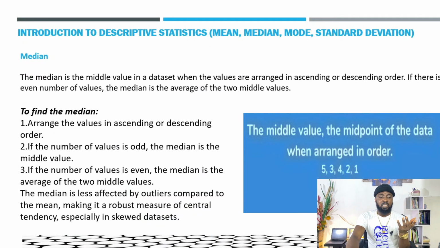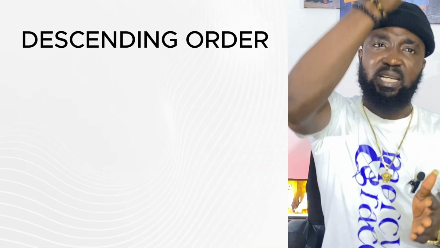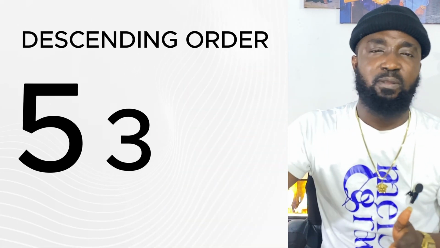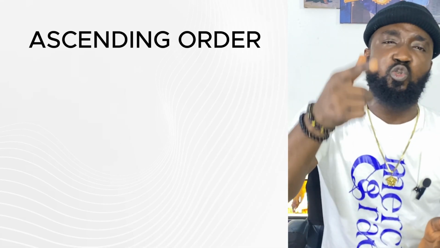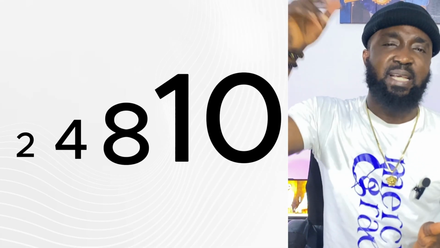So the next one is median. What's median? Median simply is the middle number after you've arranged the numbers in a descending or ascending order. Descending means from biggest to smallest, 5, 3, 2, 1, while ascending means from smallest to biggest, 2, 4, 8, 10. See, it's increasing. So that's what I call ascending order. So that's simply what median is.